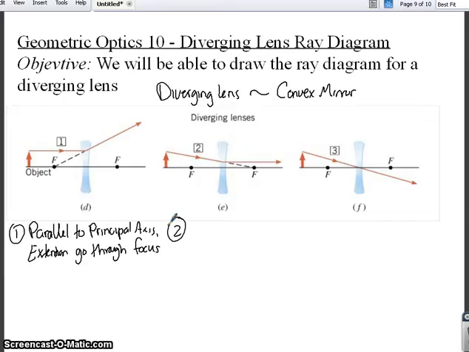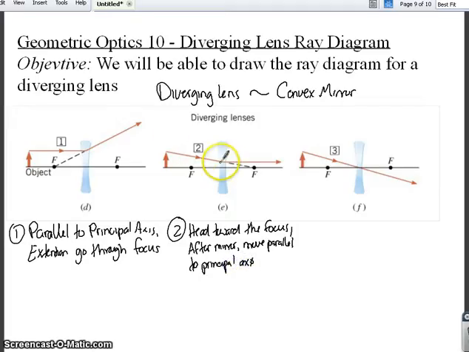Ray 2 is going to head toward the focus on the opposite side. So you can see here it's heading towards this focus on a straight line. And after it hits the lens, it's going to move parallel to the principal axis.